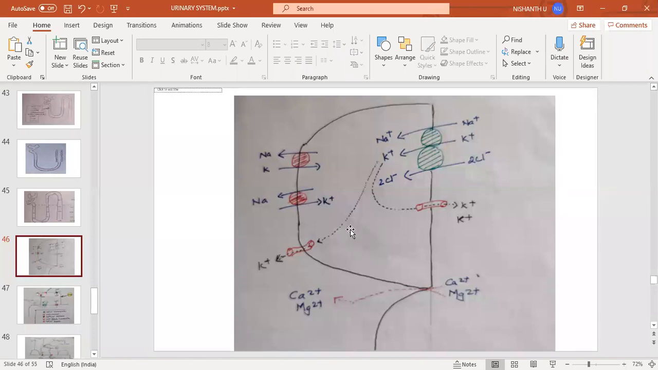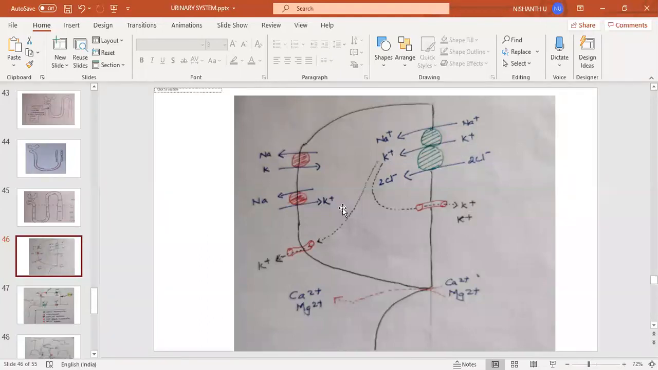The cell has a mechanism. It has some leakage channels. You can see this is one leakage channel, and this is another. The potassium which gets accumulated inside the cell will leak out of the cell into the interstitial fluid. And some amount of potassium will go back into the tubular fluid again. That means the concentration of potassium in the tubular fluid in the thick ascending loop of Henle will become more. I repeat again.